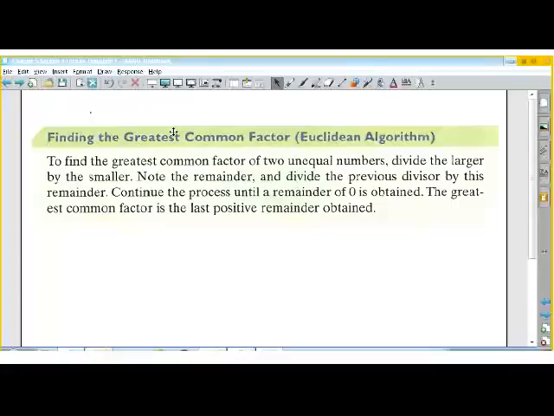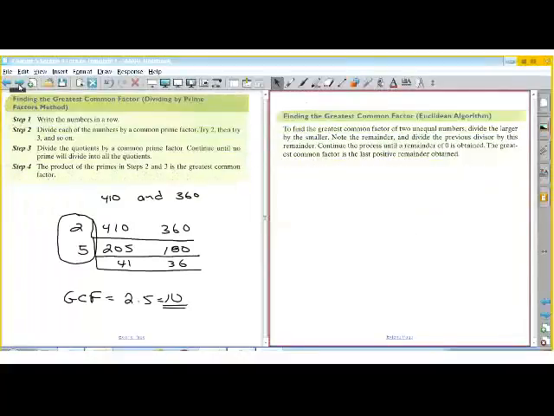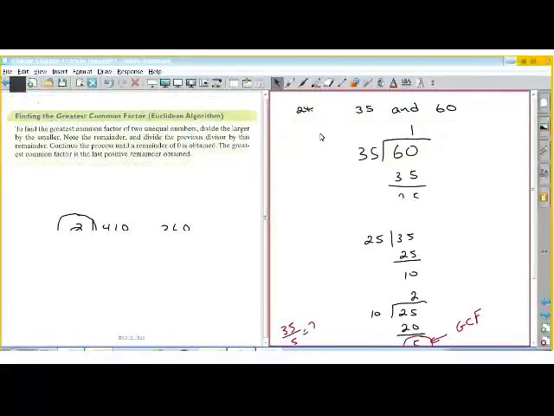It says to find the greatest common factor of two unequal numbers, divide the larger by the smaller. Note the remainder and divide the previous divisor by this remainder. Continue the process until a remainder of 0 is obtained. The greatest common factor is the last positive remainder obtained. Okay, that's clear as mud. So let's demonstrate it.